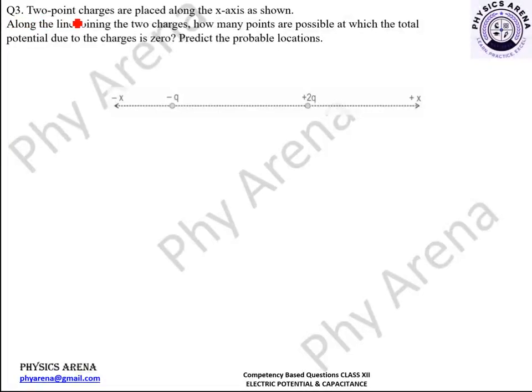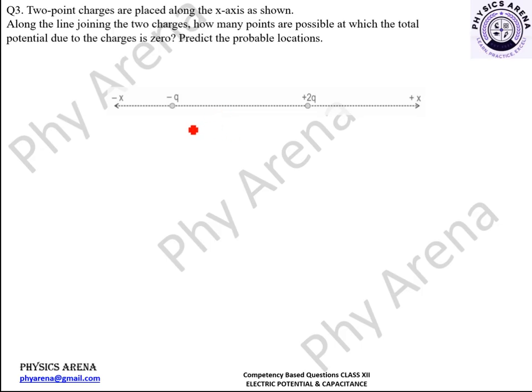Question 3. Two point charges are placed along the x-axis as shown in the figure. Along the line joining the two charges, how many points are possible at which the total potential due to the charges is 0, and we need to find the probable locations as well. So there are two charges, minus q and plus 2q, and they are present along the x-axis. We need to find a point at which the electric potential due to these two charges is 0.